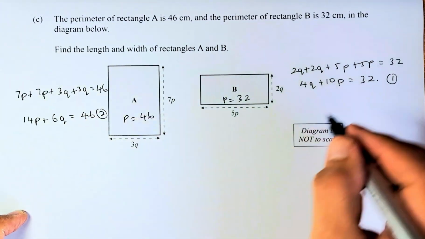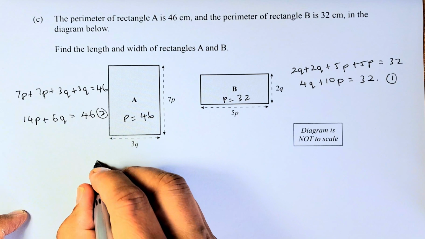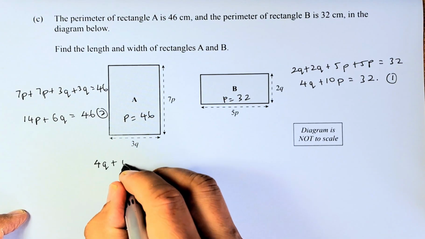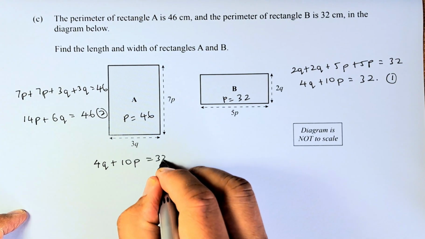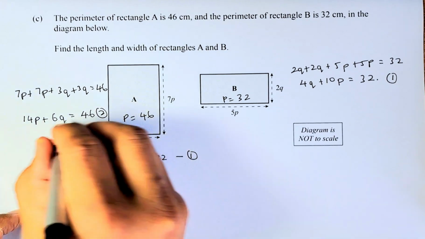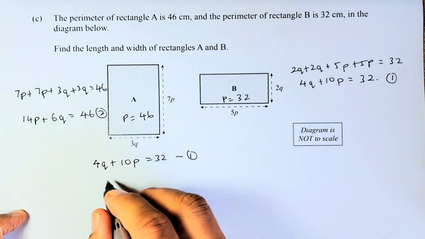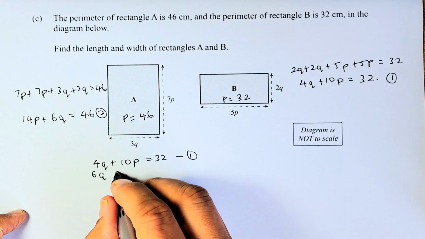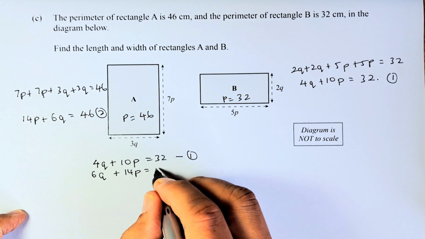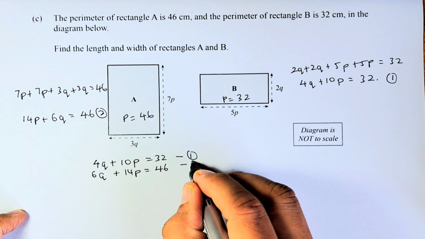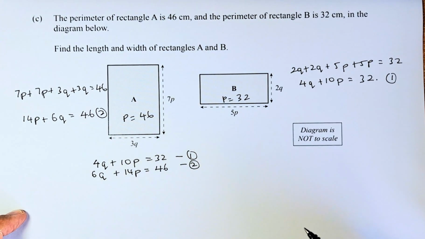So we're going to bring down that equation and put it down here: 4Q plus 10P equal to 32. That's equation 1. And then equation 2 is going to be, Q first, so 6Q plus 14P is equal to 46. We named it as equation 2. Okay. So to solve these equations, we need to make sure that either the P or the Q are the same.